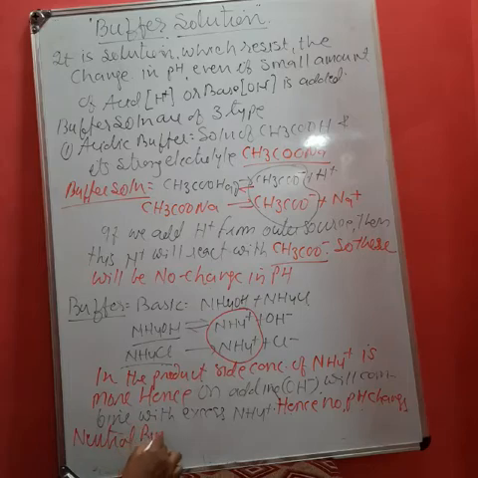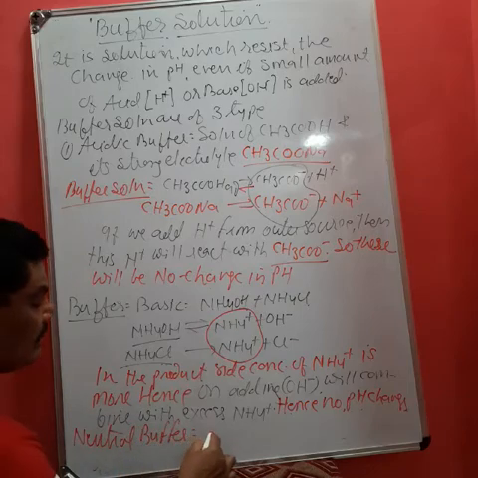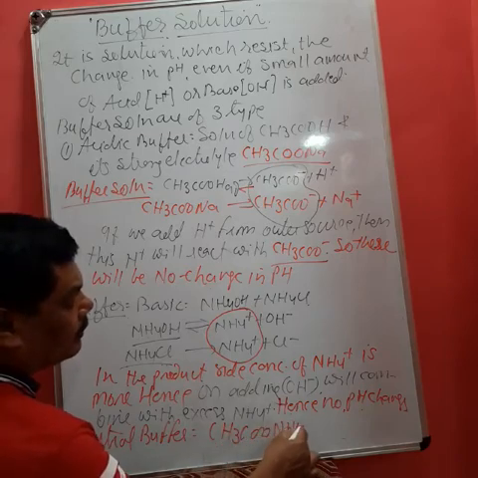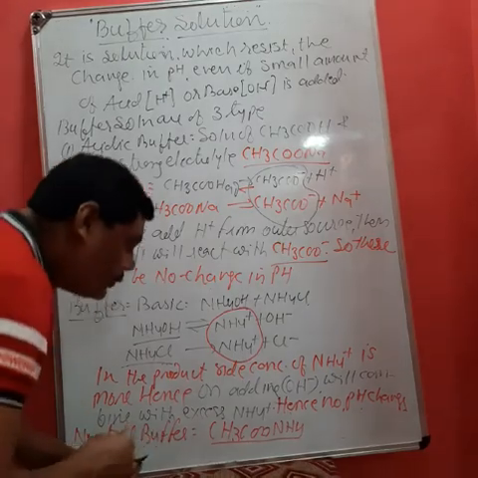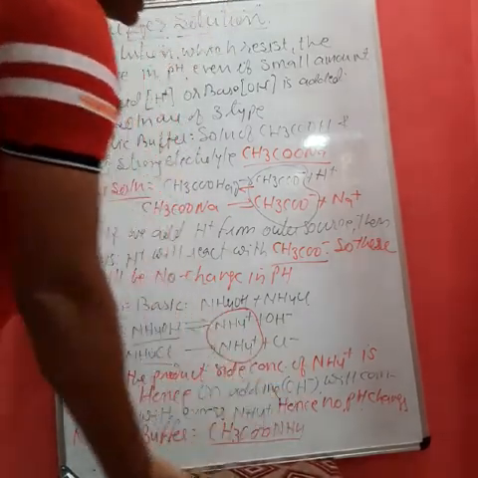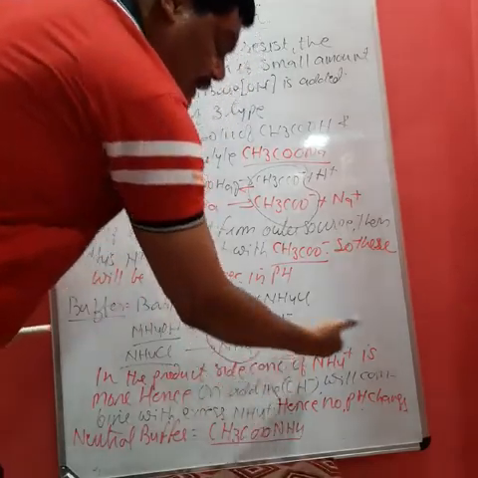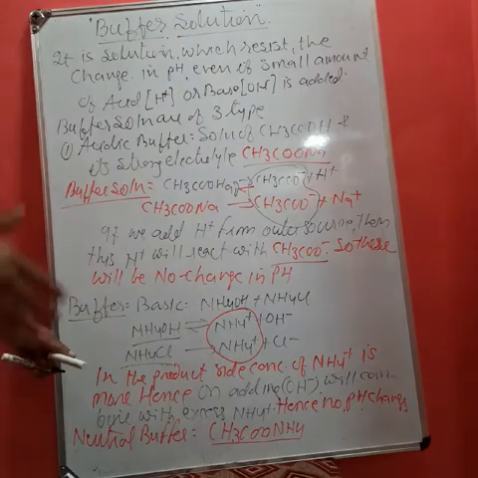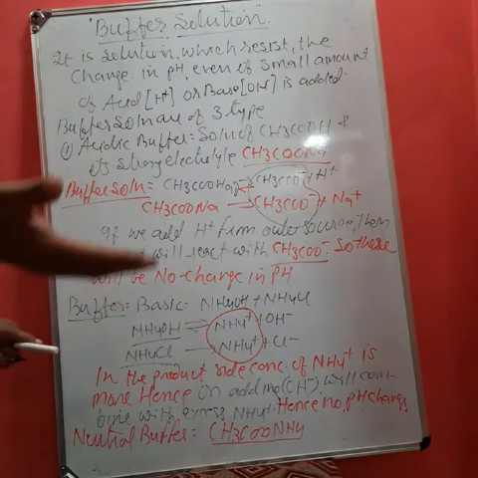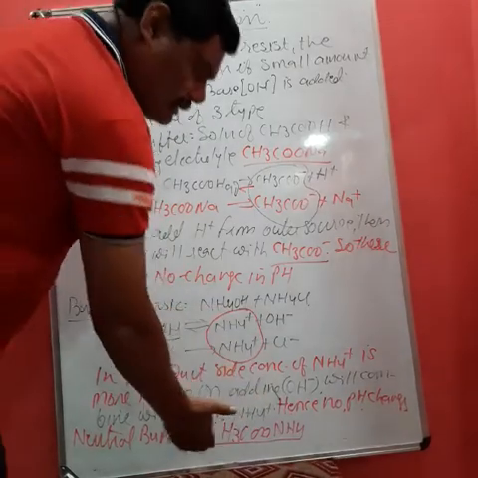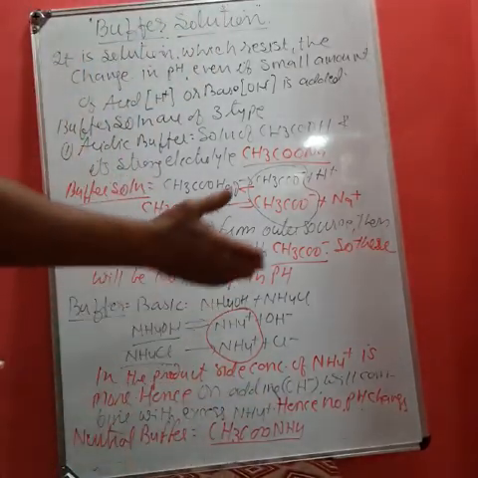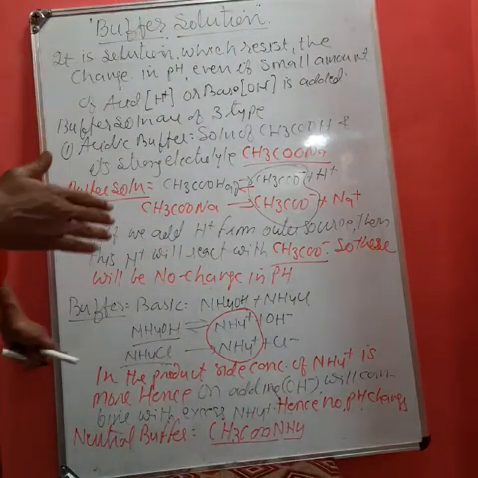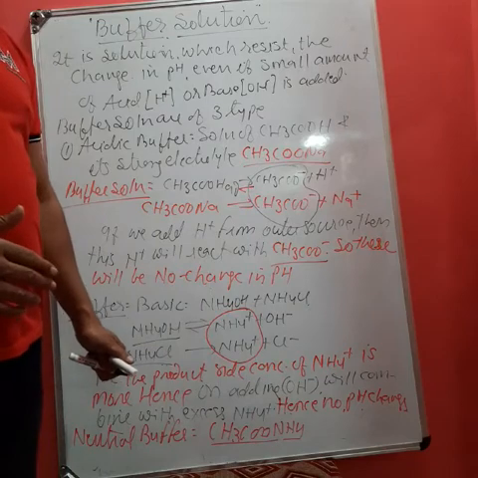Okay, student, one more type of buffer is called neutral buffer. Neutral buffer is only one compound, CH3COONH4, that is, ammonium acetate. Now, the ammonium acetate will ionize to form acetate ion and NH4 cation. So, if we add H cation or OH anion from an outer source, the H cation will combine with acetate ion, and the OH anion will combine with NH4 cation. Thus, there will be no change in the pH value.